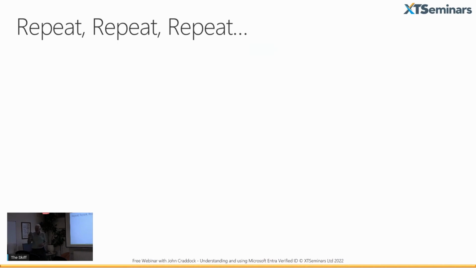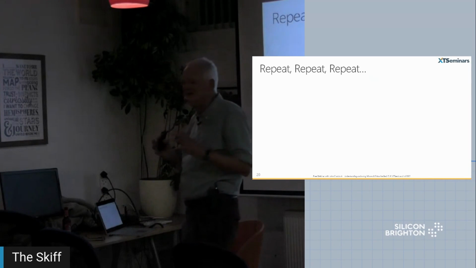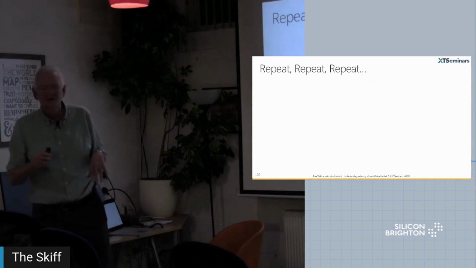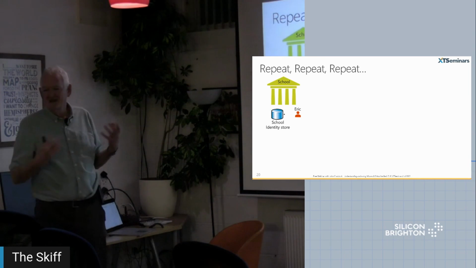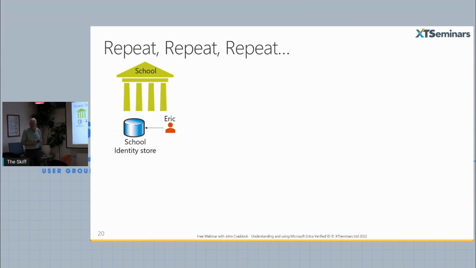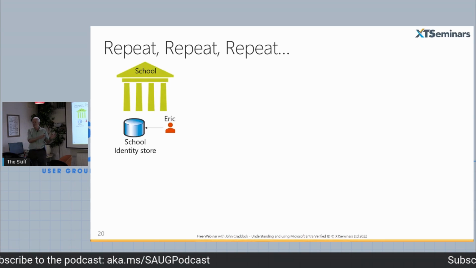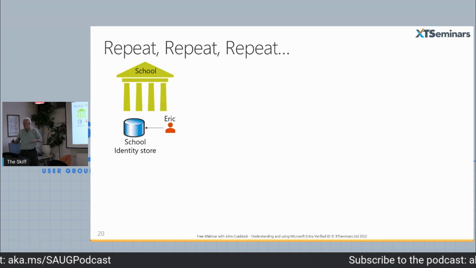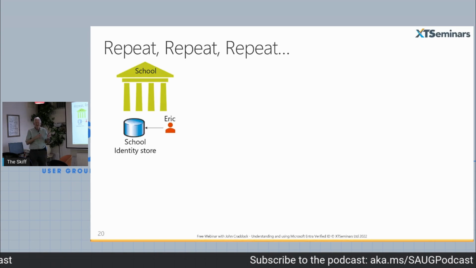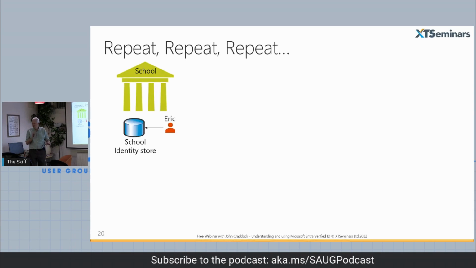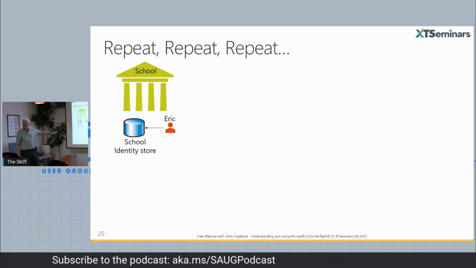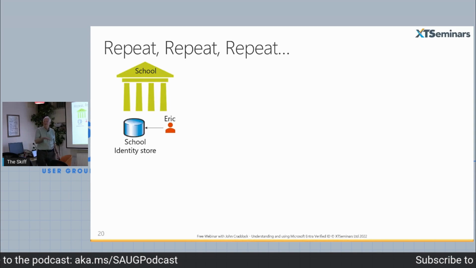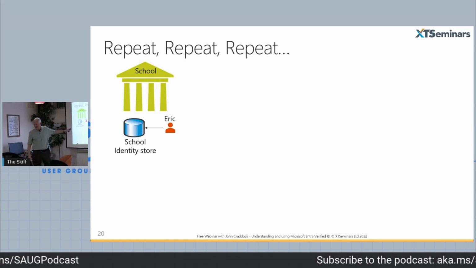Anyway, repeat, repeat, repeat. This is something we do all our lives when it comes to identity. If you think about it, you join a school and we've got somebody being onboarded for the school, and they're probably going to be put into some sort of identity store. And probably the parents are turning up to prove who Eric is, and his address and his age and all sorts of bits and pieces. And then Eric goes through school. As he goes through school, he's doing various projects. Where's that information stored? In that identity store.